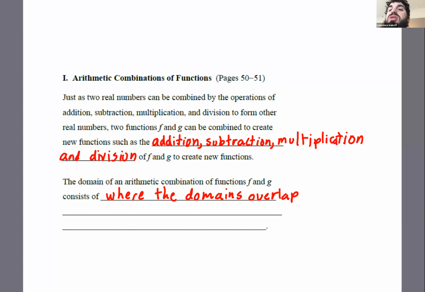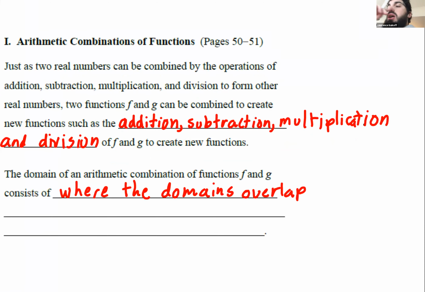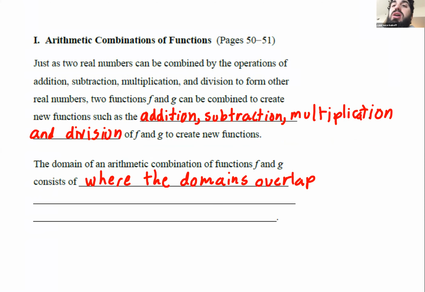Okay, so today we are going to look at combining functions. First, we're going to look at it in an arithmetic way, so just the arithmetic of it. Just like two real numbers can be combined by operations such as addition, subtraction, multiplication, and division to form other real numbers, two functions f of x and g of x can be combined to create new functions using addition, subtraction, multiplication, and division.